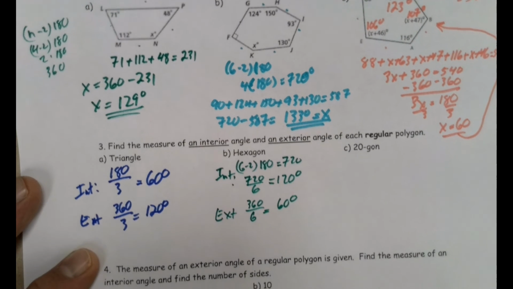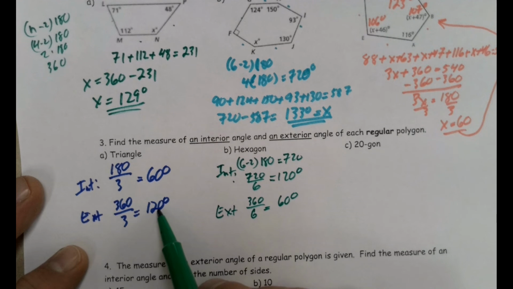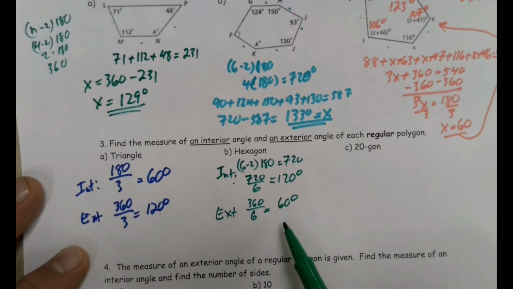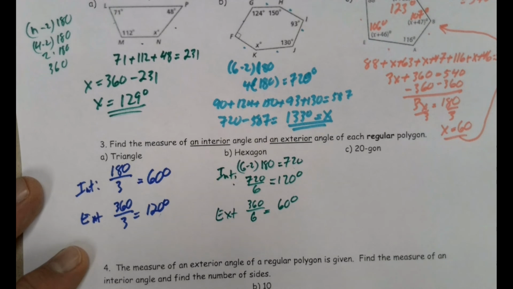Okay, take a look at these here. 60 and 120, add them together, you get 180. 120 plus 60, you get 180. So you can use that as a shortcut on some of these.